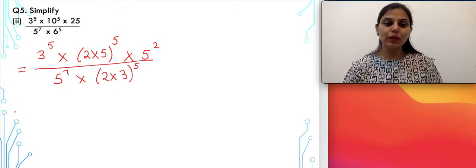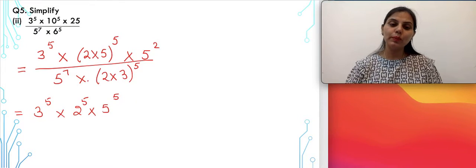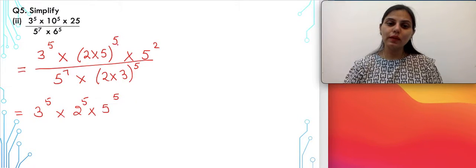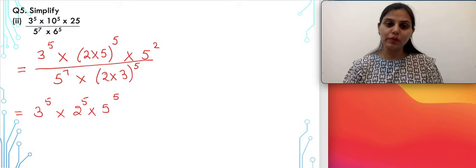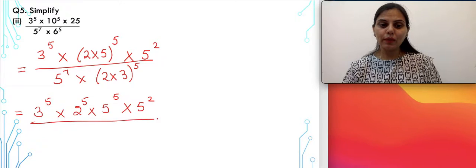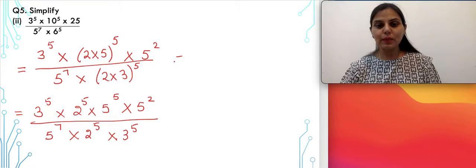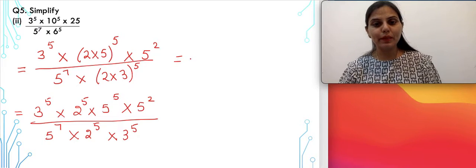In the next step, we can write this as 3 raised to the power 5 multiplied by 2 raised to the power 5 multiplied by 5 raised to the power 5. As I told you in the previous step, when we open the brackets, this power has to come with both the numbers. Multiplied by 5 square, whole divided by 5 raised to power 7 multiplied by 2 raised to power 5 multiplied by 3 raised to the power 5. Or in the next step, let's combine the powers with the same base.